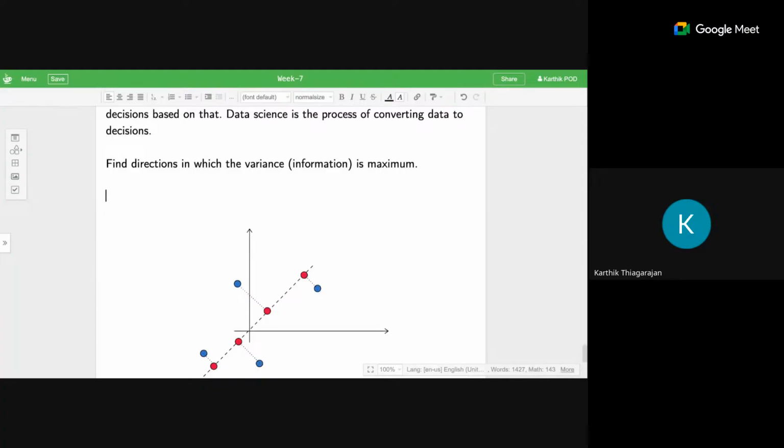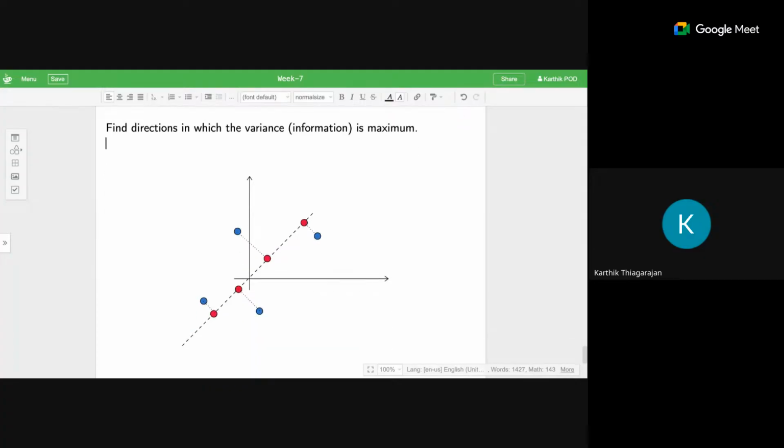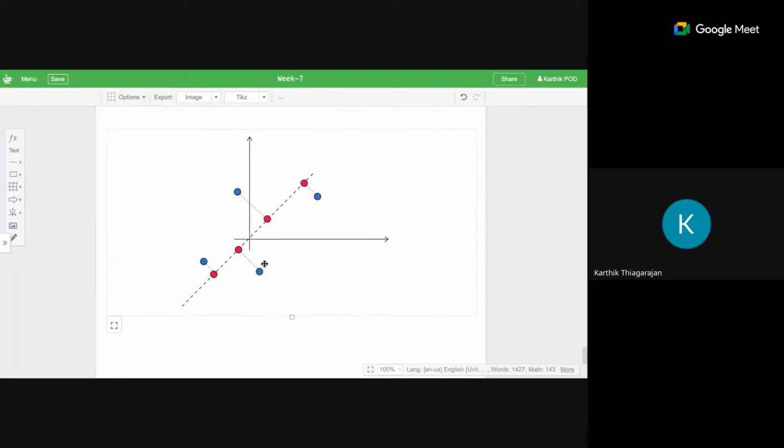Okay, so now you rephrase the whole problem in terms of variance. Look at the green points or the blue points. Now if you consider this line and the projections, what you're saying is that the spread of the data points on this line should be maximized. So choose that line which will maximize the spread.